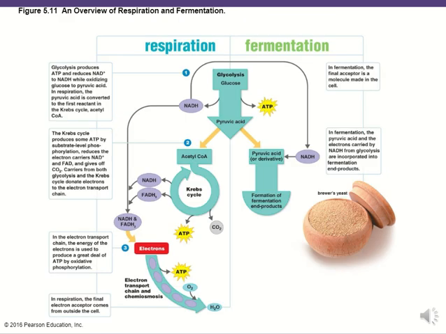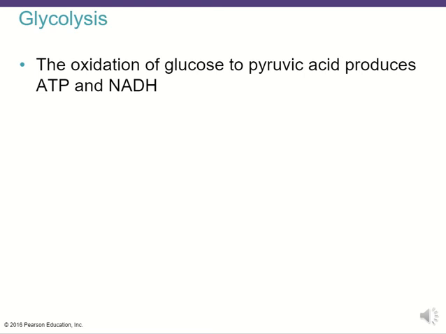Respiration is simply processes that can occur in the presence of oxygen as the final electron receiver during that electron transport chain, or when oxygen is low, there is fermentation. Oxidation of glucose to pyruvic acid helps produce ATP and the coenzyme NADH.